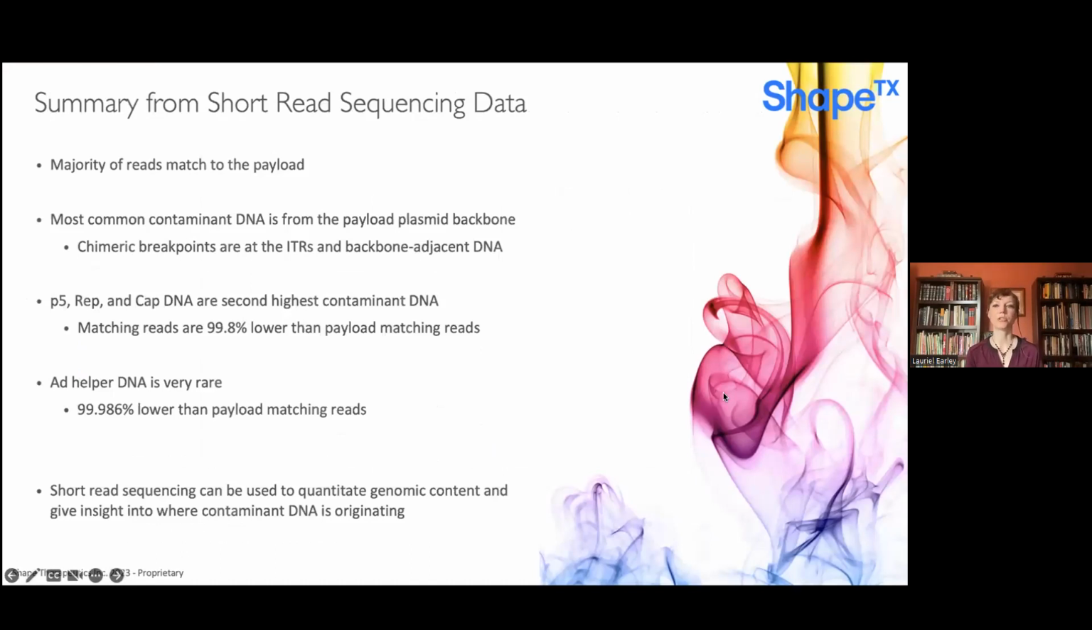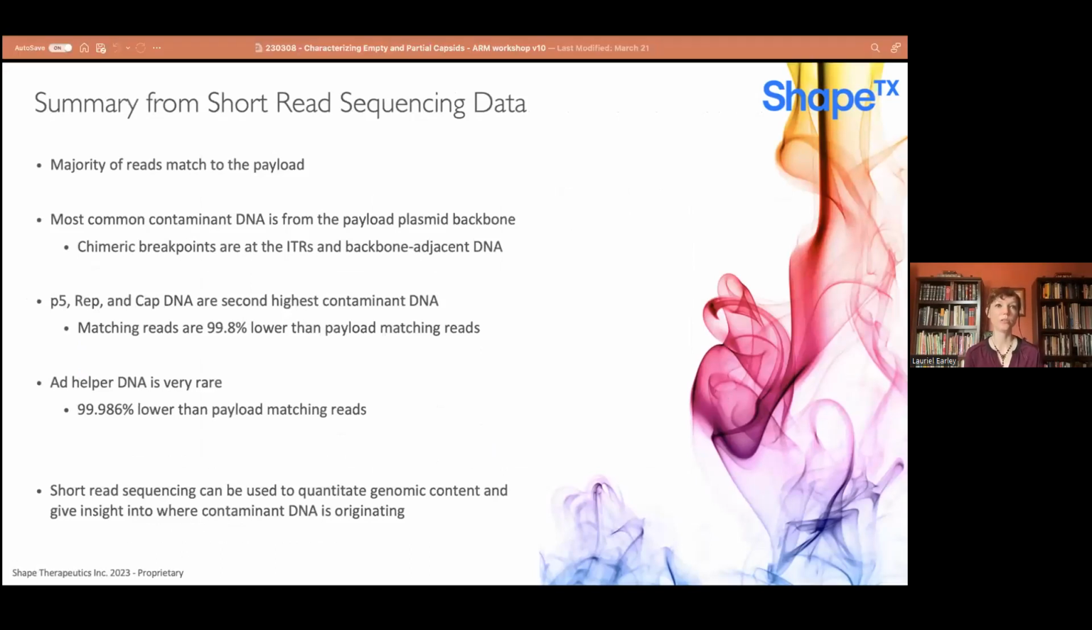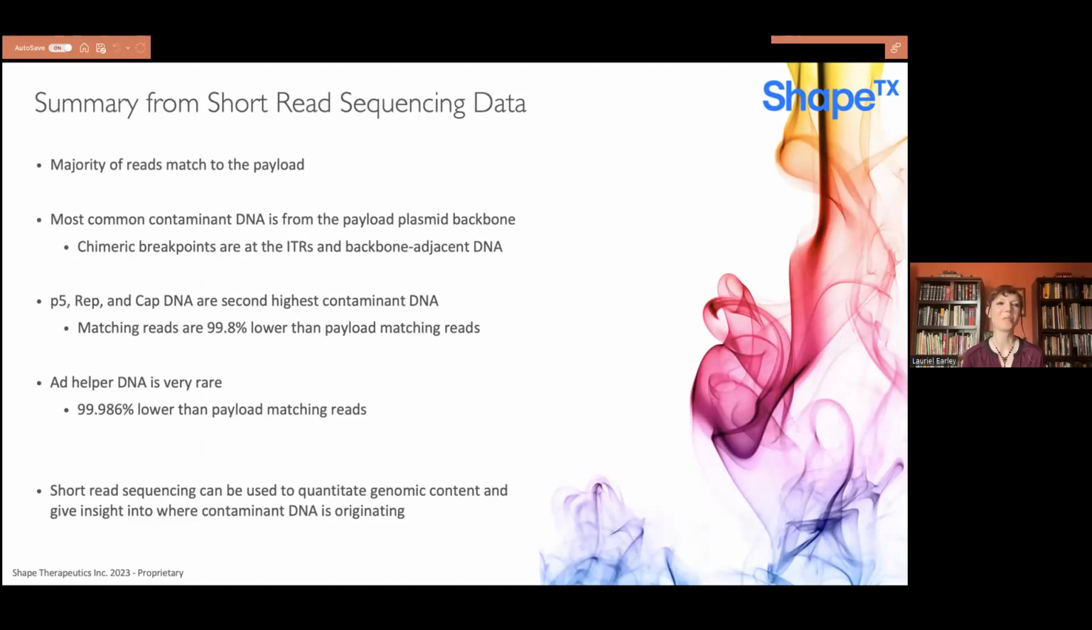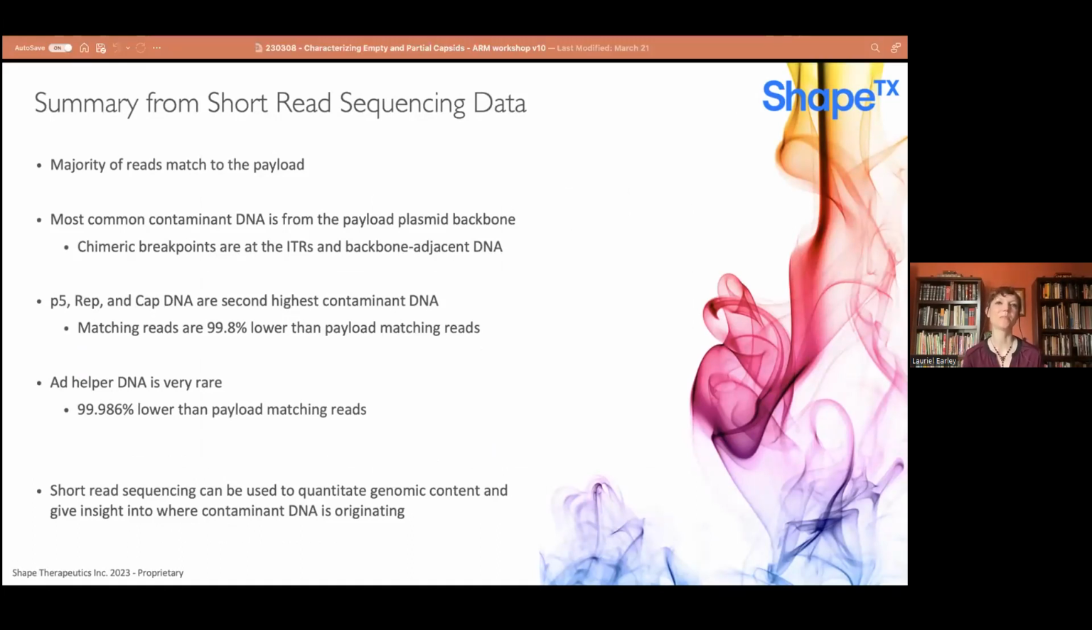So just the summary from our short read sequencing data: the majority of reads are matching the payload, as we would hope. Our most common contaminant DNA is from the payload plasmid backbone, the backbone that contains the AAV vector. The chimeric breakpoints are at the ITRs and the backbone adjacent DNA.